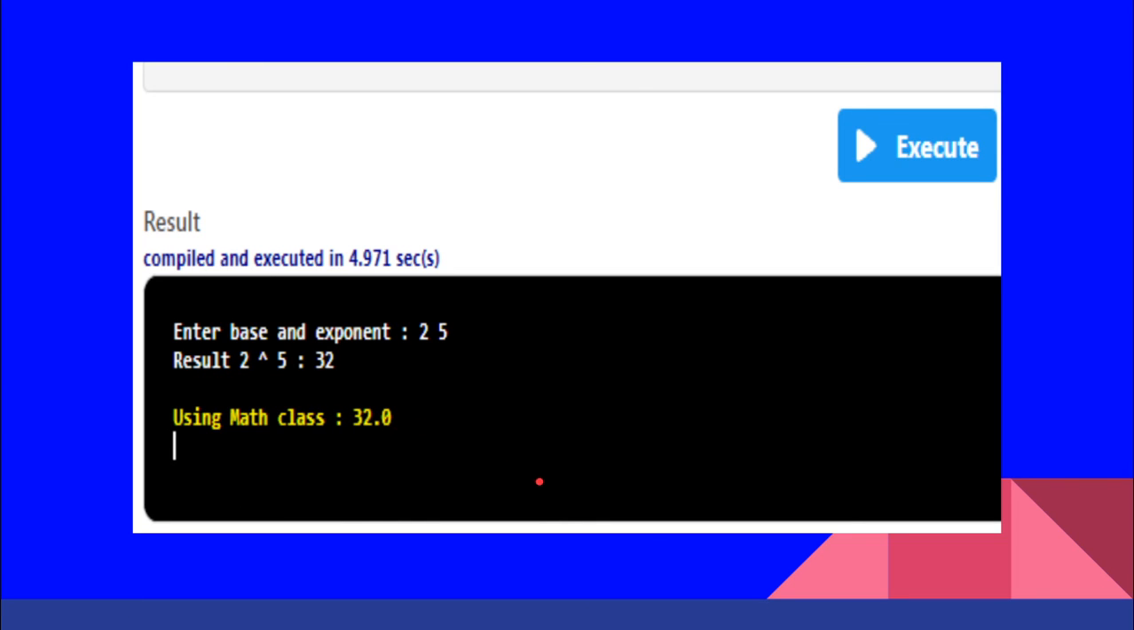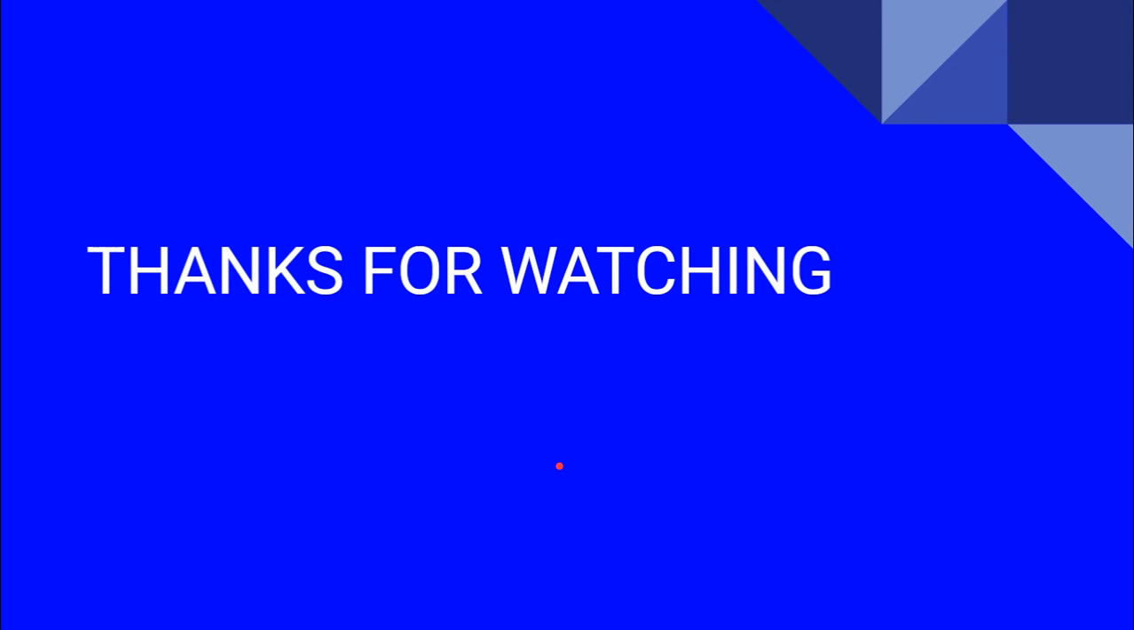So that's all, a simple program just using the for loop and multiplying the base exponent times to get the answer. For example, 2 power 3 means 2 into 2 into 2. 5 power 3 means 5 into 5 into 5. That is what the for loop does. That's all the logic. Hope it is easy to understand, and thanks for watching.